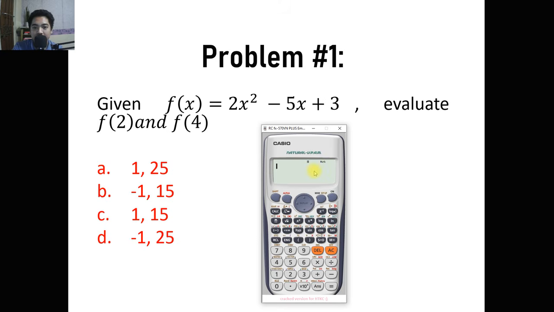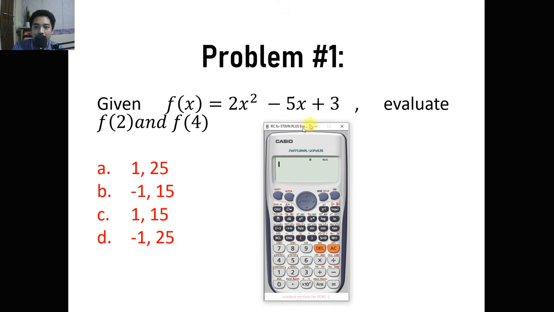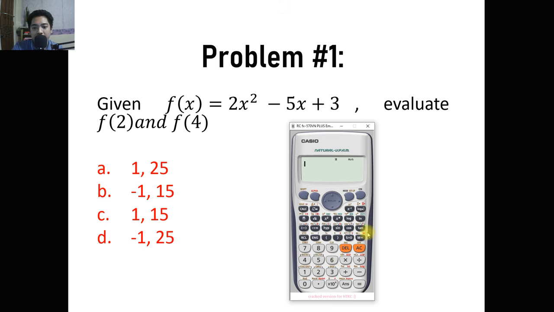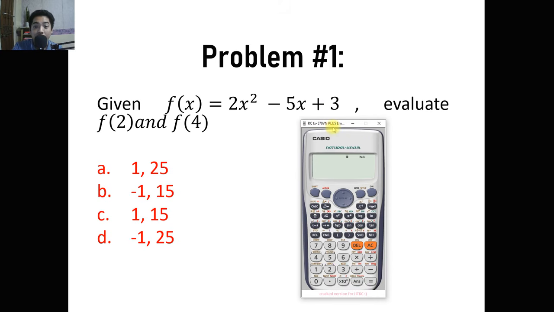Now, take note that this is a Casio fx-570, I think ES Plus or Plus only. I think this calculator is still valid for the board exam, because there is a list of calculators not allowed in the board exam. This has no solar power in it, so I think this is still okay with the board exam. So how do we do this?